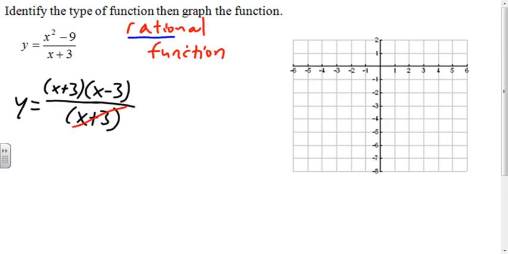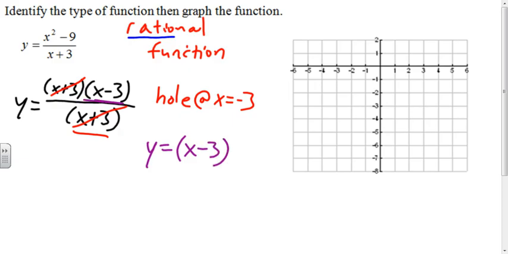And now we notice that we can cancel out that x plus 3. In doing so, that creates a hole at x equals negative 3. Before it was undefined at x is negative 3, because that would create a 0 in our denominator. But because we canceled both those factors out, it now just creates a hole. The line will still act like y equals x minus 3, because that was the last factor left here.